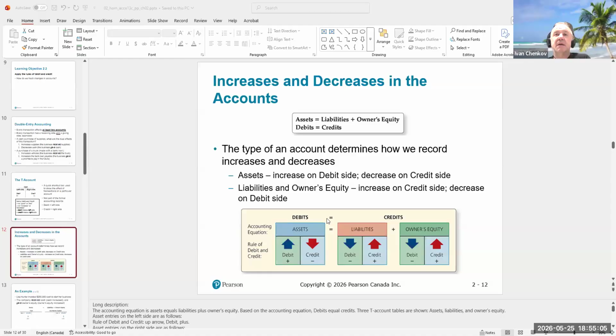So again, from the basic accounting equation, assets equal liability and equity. The left side is debit, the right side is credit. That means the asset's normal balance is always debit. Liability and equity's normal balance is always credit. If that's the case, assets are going to increase on the debit side and decrease on the credit side, whereas liability and equity are going to increase on the credit side and decrease on the debit side.